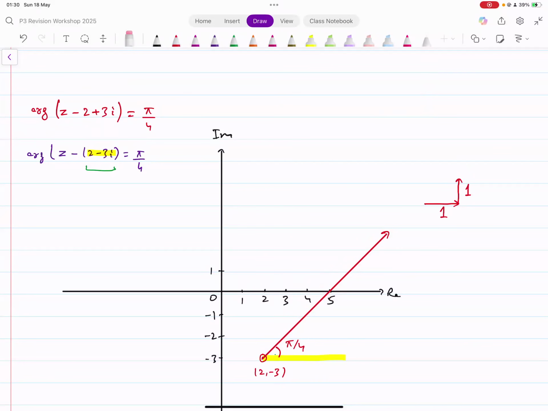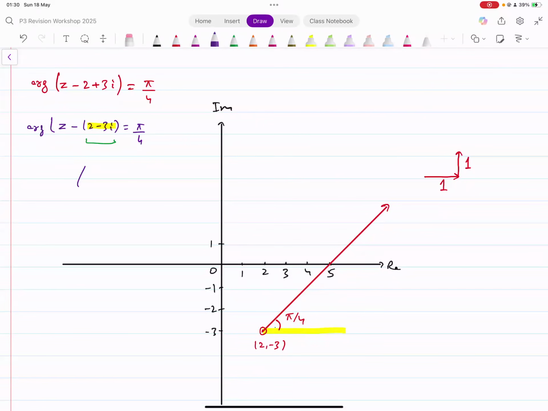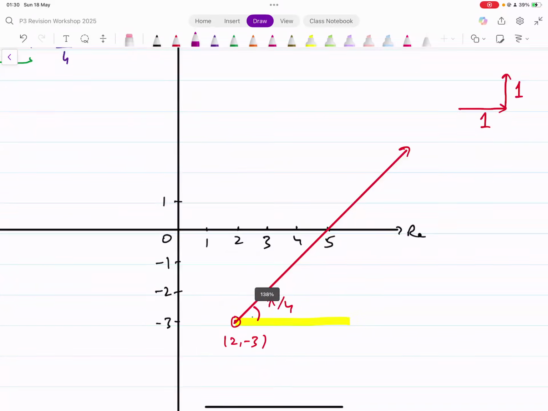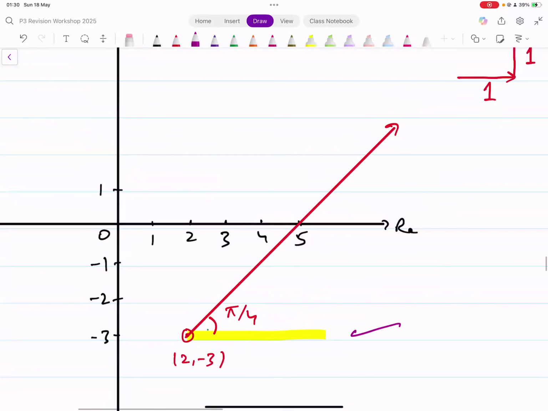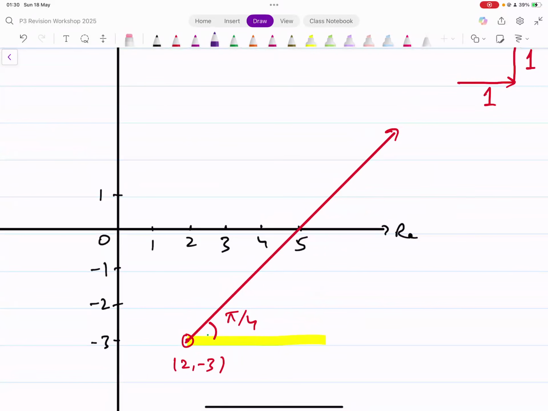For example, in this particular case, you're measuring argument from 2 minus 3 iota. Let's mark that point here. 2 minus 3 iota, that's this point here. What's the argument? Pi over 4. Now, you would draw a line here like this. Measure pi over 4, 45 degrees, right? Now, this line that you draw must pass through this point 5. It should not be to the right of 5 or to the left of 5. It has to pass through 5.